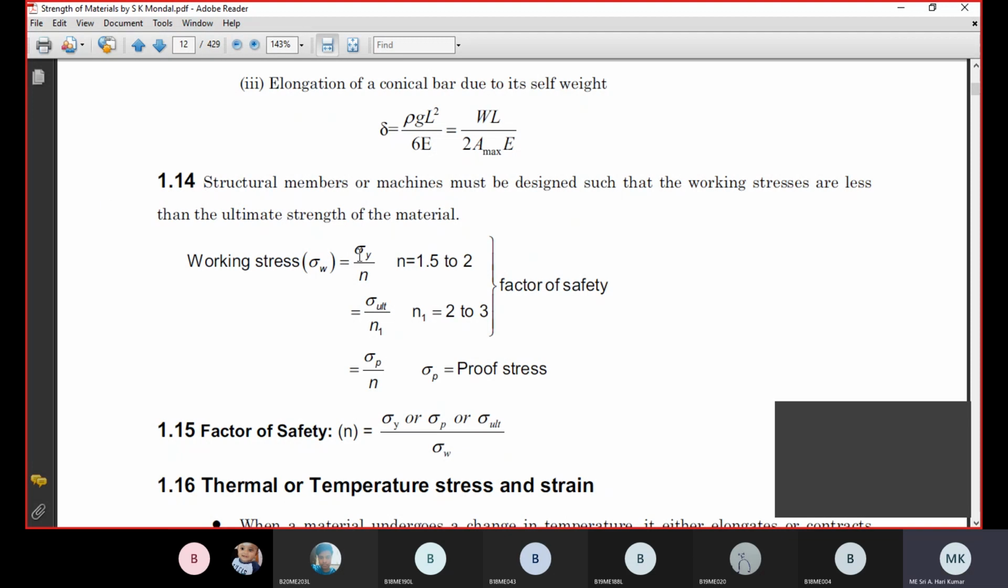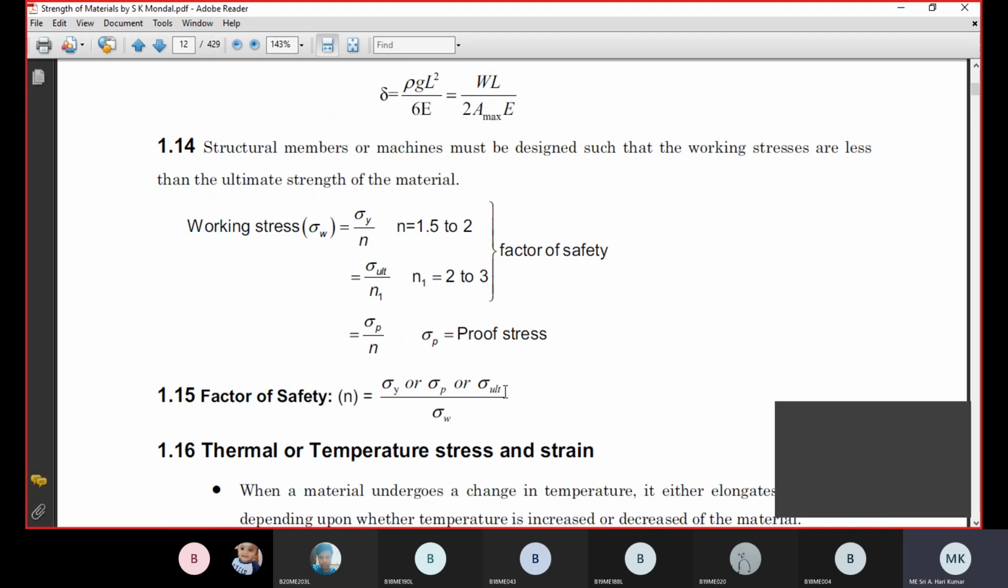So the working stress is yield stress divided by factor of safety. Normally the factor of safety is not taken beyond 2. But if we take ultimate stress into consideration, it will be 2 to 3. Then proof stress, again related to proof resilience, is the stress per unit volume. So that's factor of safety, whether the numerator is sigma y, sigma p or sigma ultimate, the denominator will be the working stress. Maximum stress means either yield strength or proof stress.